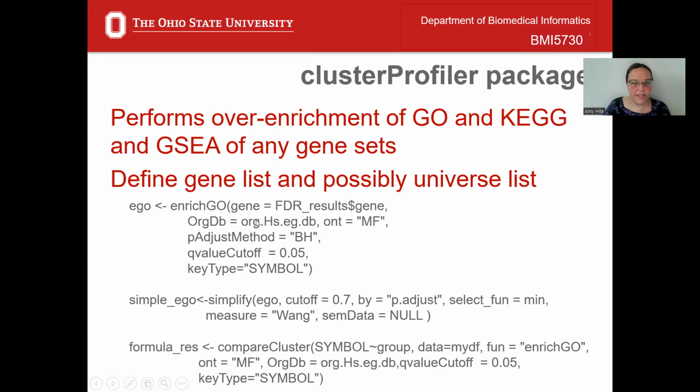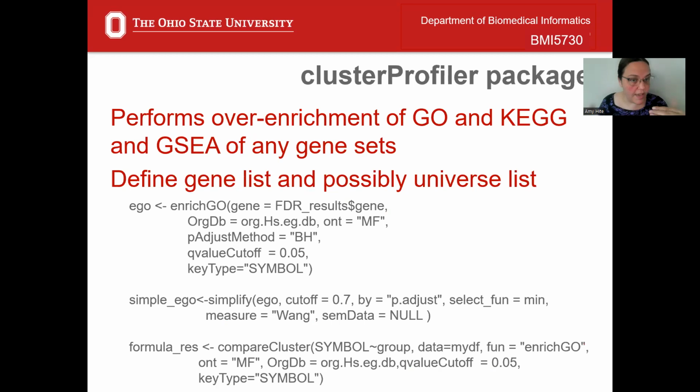So we define our gene list, possibly a universe list. We tell it the organism that we're using. We tell it the gene set terms we want to use. We're using GO terms here. We're telling it to do molecular function. We tell it how to adjust the p-values, what sort of cutoff to use, and what our gene name is, and its symbol in this case.